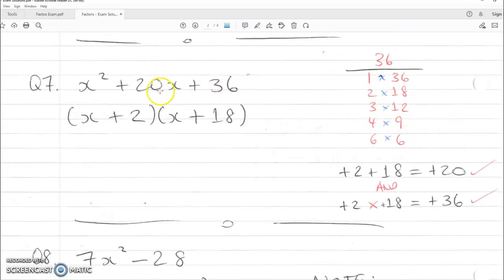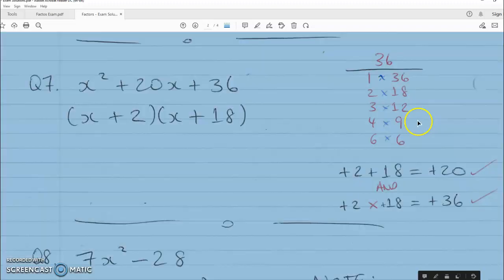So we want to add or subtract to give us plus 20 here in the middle. So add or subtract to give us plus 20, and multiply to give us the n number. So adding or subtracting to give us plus 20, no way out of 1 and 36. What about 2 and 18? Alright, that's definite possibility. 3 and 12, no. 4 and 9, no. 6 and 6, no. So the 2 by 18 looks the only viable combination there if this is to work. And let's see what's going to happen.